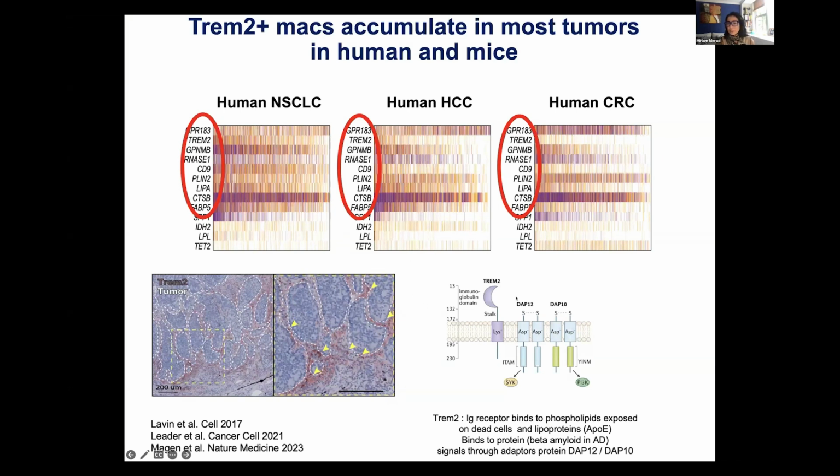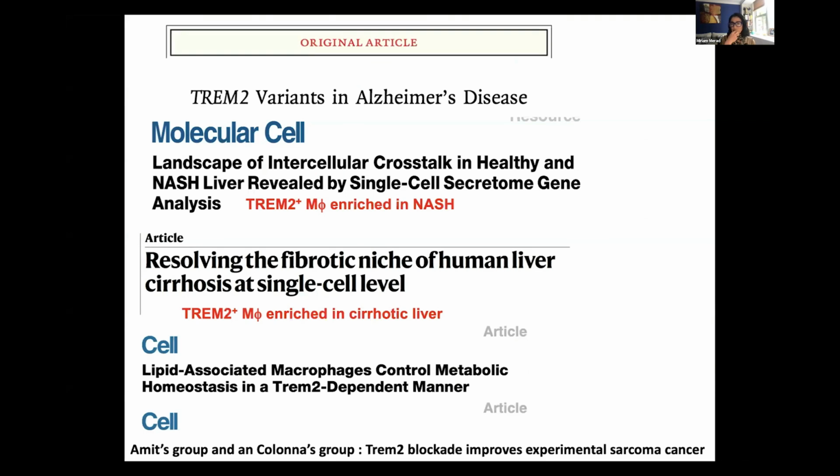Now, this was quite interesting to us because when we identified these clusters, many years ago, this cluster was found, in fact, initially in Alzheimer's lesions of patients in the brain. Now, TREM2 is an immunoglobulin receptor that binds to phospholipids that are exposed by apoptotic cells. It also binds lipoprotein ApoE, and it also binds the protein beta amyloid in Alzheimer's disease. And we know that TREM2 signals to adapters, mainly DAP12, but probably also DAP10. We became quite intrigued by this, and in fact, TREM2 variants have been associated with increased risk of Alzheimer's disease.